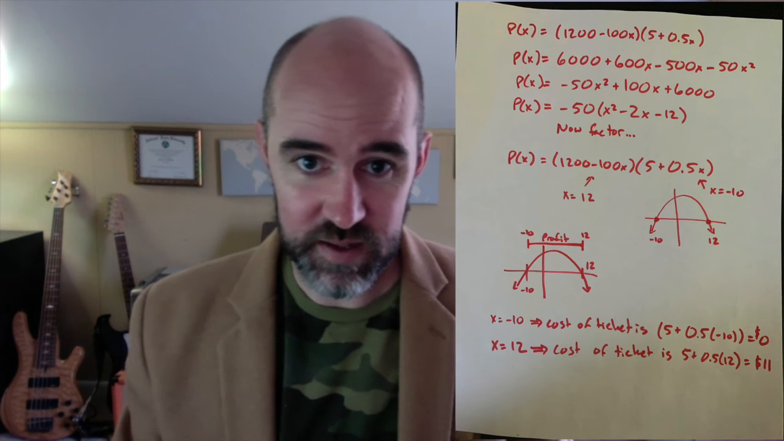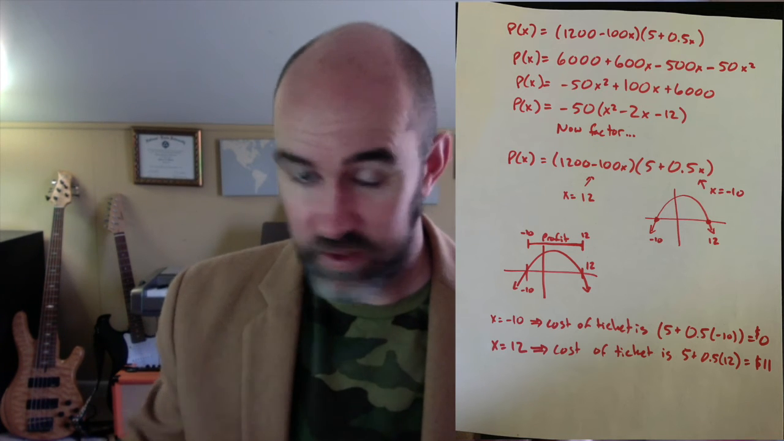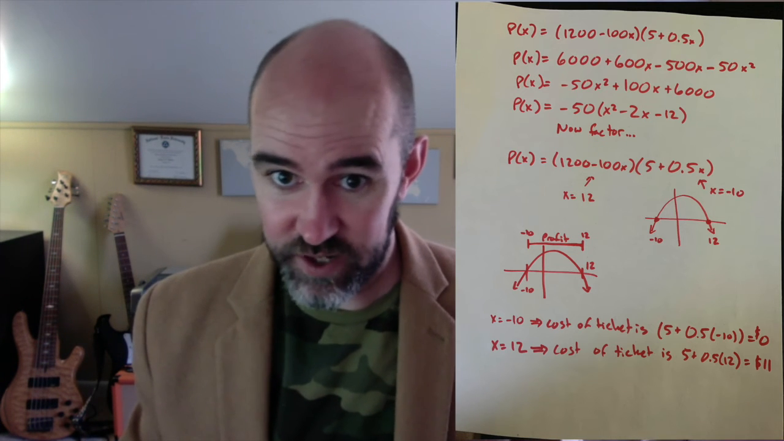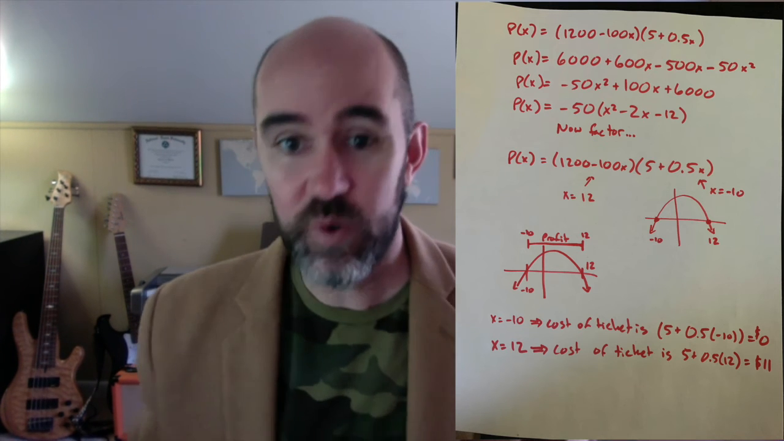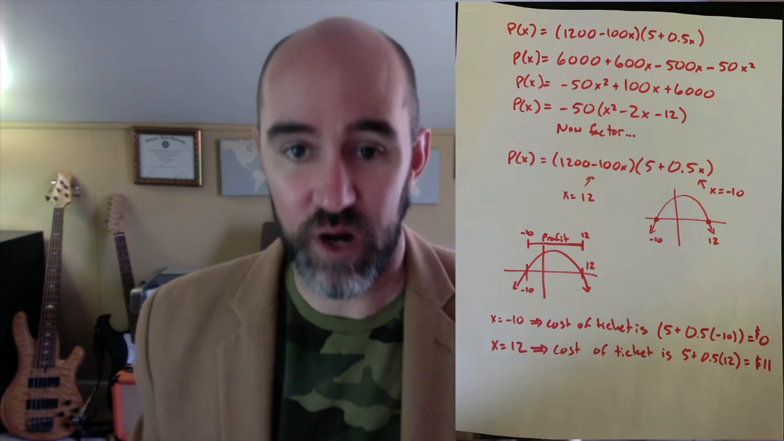Anywhere from negative 10 all the way up to 12, not including negative 10 because then we make $0, and not including 12 because then we make $0 again, but anywhere between those, that's going to give us a profit. We can also use that to find where the vertex is. If we know that the vertex is halfway between negative 10 and 12, we do negative 10 plus 12 divided by 2, and that gives us 1. So when x is equal to 1, that's where we're going to find the maximum profit.